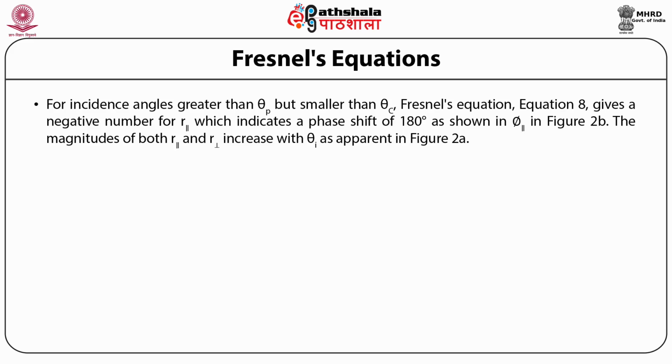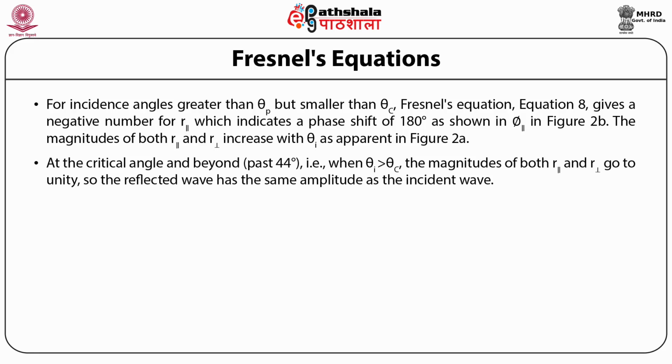For incidence angles greater than theta p but smaller than theta c, Fresnel's equation, that is equation 8, gives a negative number for r parallel, which indicates a phase shift of 180 degrees as shown in phi parallel in figure 2b. The magnitudes of both r parallel and r perpendicular increase with theta i, as apparent in figure 2a.